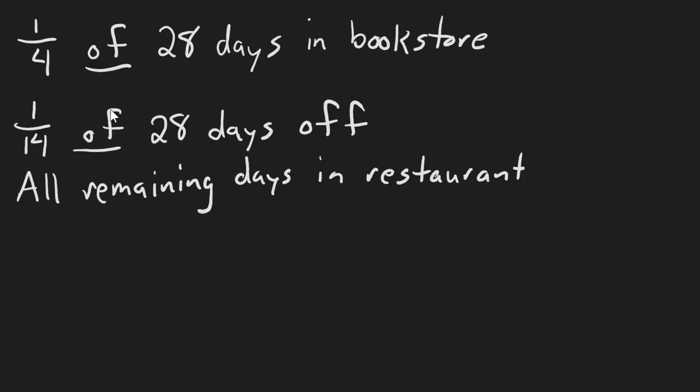So the first step in this problem is to break down that long paragraph of information and pull out the most important parts. And when you see numbers, that's a pretty good indicator that that's an important piece of information that we need to pull out. So here's all the important information.